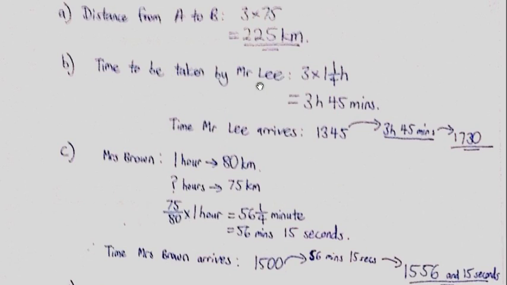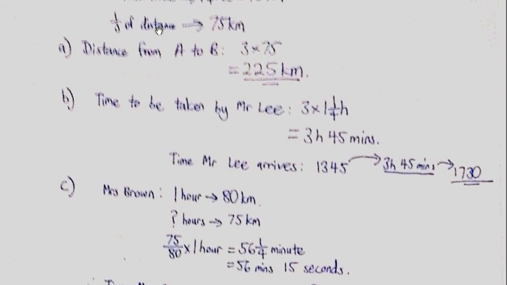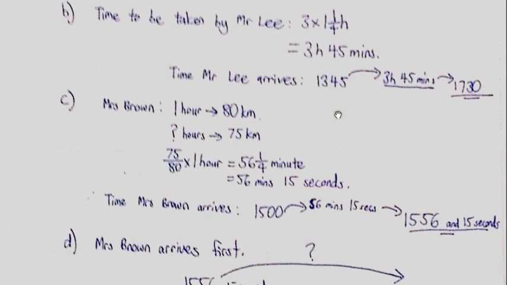The time taken by Mr. Lee will thus be 3 times 1 1/4 hours, giving us 3 hours and 45 minutes. So if he leaves at 1345, 3 hours 45 minutes later will be 1730. That's the time Mr. Lee arrives. Part C. Let's look at Mrs.